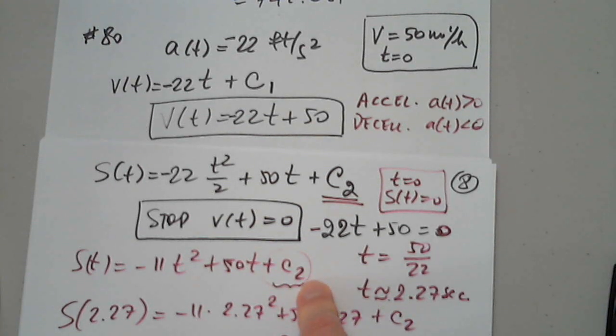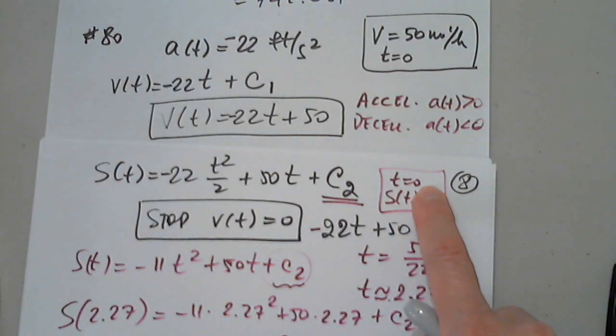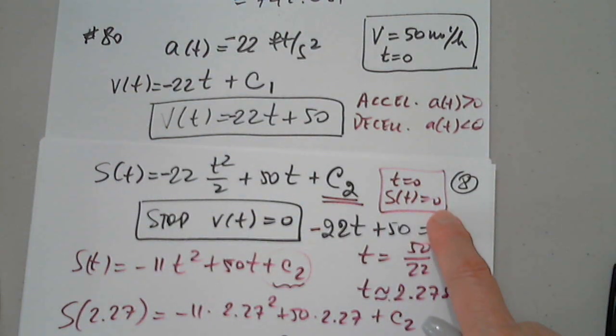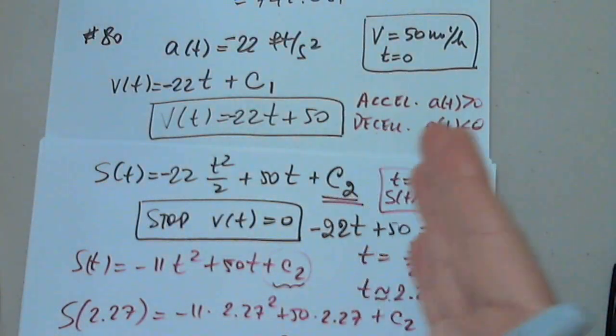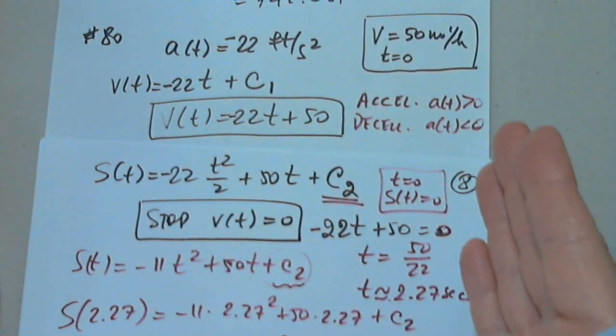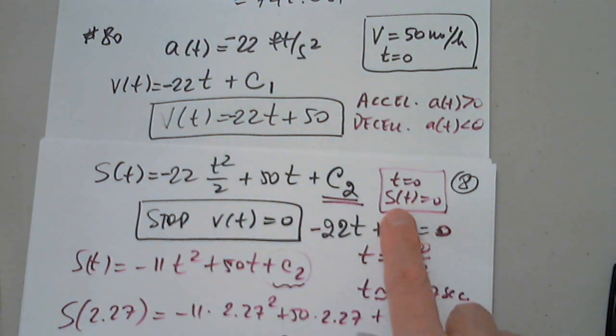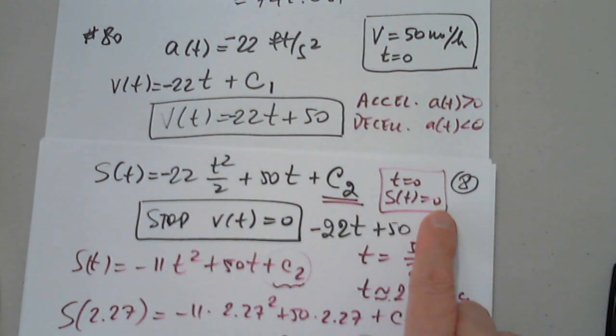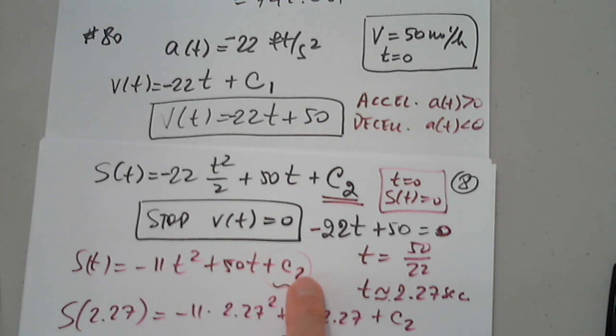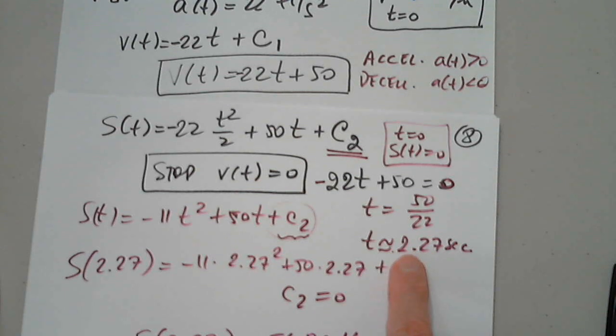How come? Because when time is 0, S of t is 0. The moment the car starts decelerating, the car has not covered any distance at that moment. So that's why the distance covered towards stopping is 0. So that's why C2 is 0. So in this distance function, we plugged in the time needed to come to a complete stop, 2.27, and we calculated, and we got 56.82 feet.